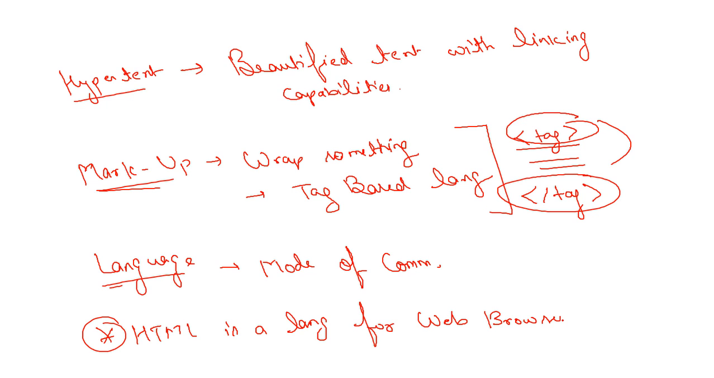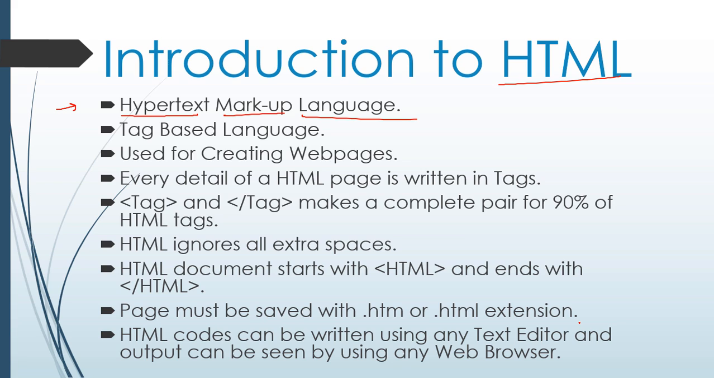ये क्या होता है भाई HTML? HTML basically works for web browsers, so we can say that HTML is a language for web browsers, because by using this HTML we can command our web browser to generate our specific output. Now let's move to the next point. Our next point is, it's a tag based language. HTML is a tag based language.